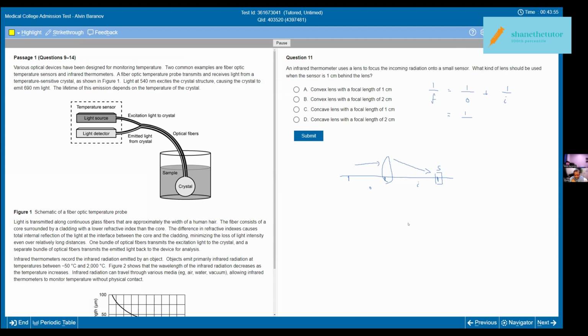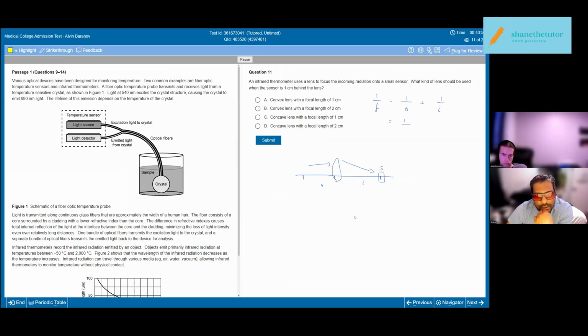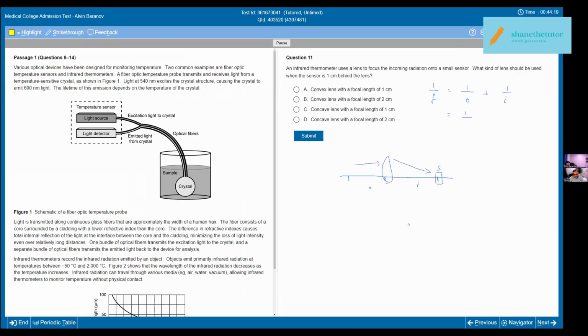And so if the sensor is at an image distance of 1 centimeter, and we have focal length 1 and focal length 2, could the focal length be equal to the image distance, or could it be larger than the image distance?